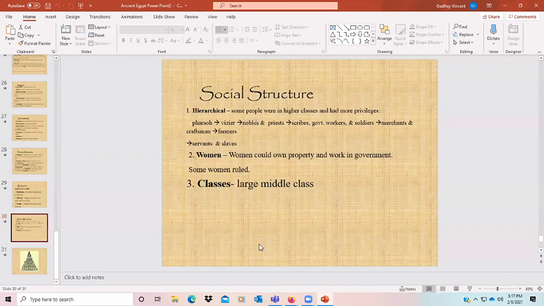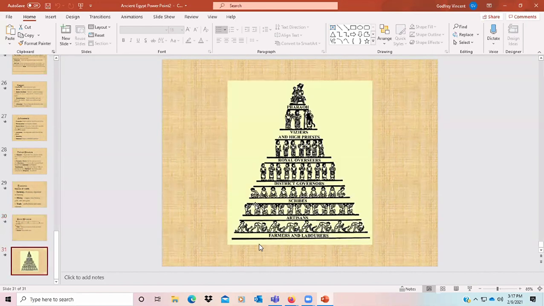Again, we come back to social structure. It was hierarchical. Pharaoh, vizier, nobles and priests, scribes, government workers and soldiers, merchants and crafts, farmers, servants and slaves. And this is gender relations, right? And then you have the middle class. And this is how it looked.